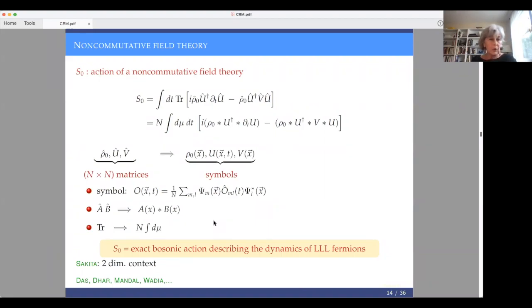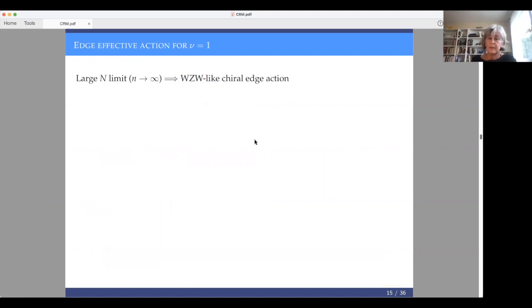Okay, so this is the exact bosonic action, but now I want to take a large n limit for that. When one takes the large n limit, this action reduces to an edge action, essentially a Wess-Zumino-Witten-like chiral edge action. And now I want to do that in the context of CPK. So I already have the single particle spectrum, so I can go from matrices to symbols using the single particle wave functions. Okay, so let's do that first for the case where we have an abelian background magnetic field.